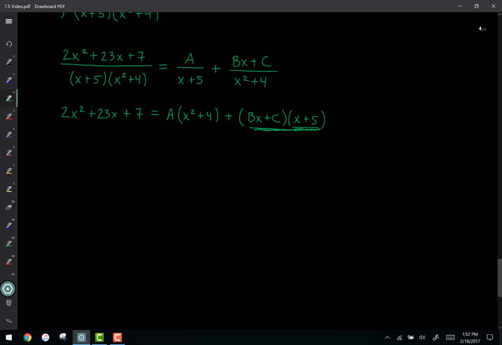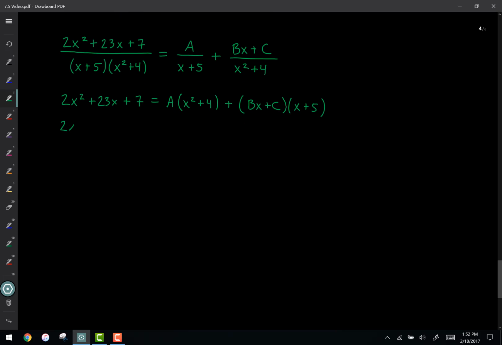So you could do it that way, but you're still always going to end up with a system of equations to solve. So what we're going to do instead is on the right-hand side, distribute, FOIL, get everything all expanded out, and then collect all your like terms. So we're going to have 2x squared plus 23x plus 7. Distribute the A, so Ax squared plus 4A, and then expand out the Bx plus C times x plus 5. So we're going to have plus Bx squared plus 5Bx plus Cx plus 5C.